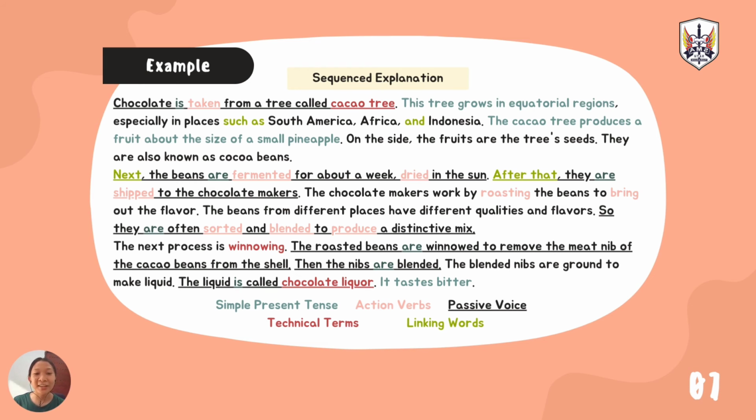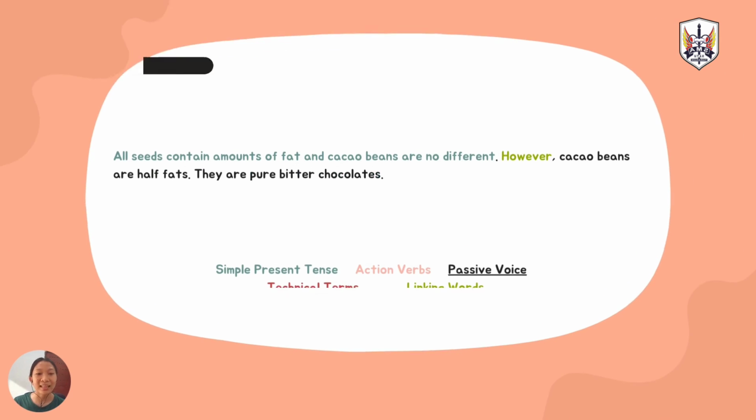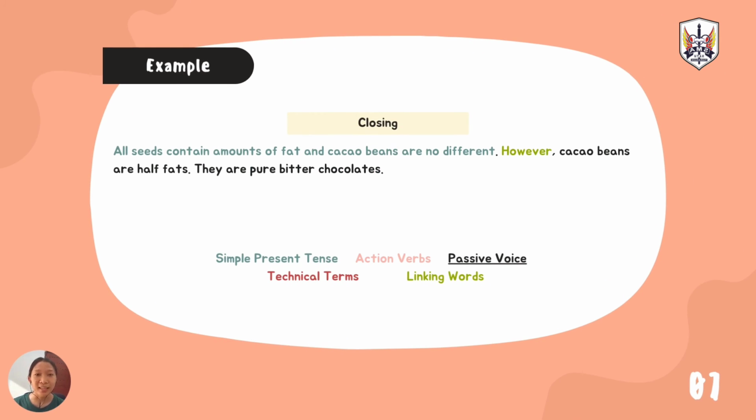As you can see here there are so many variations of linking words, like such as, and, next, after that, and etc. Next, in technical terms, we can find winnowing, chocolate liquor, cocoa tree, and etc. And the last part is closing. In closing, the first sentence represents the simple present tense. All seeds contain amounts of fat, and cacao beans are no different. And here, there's also a linking word, which is however.